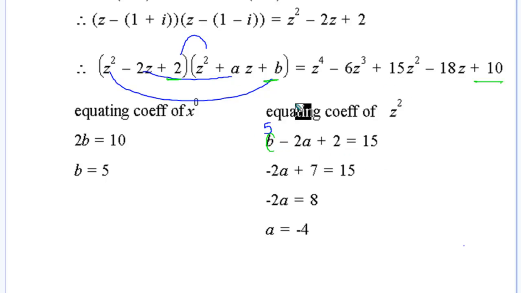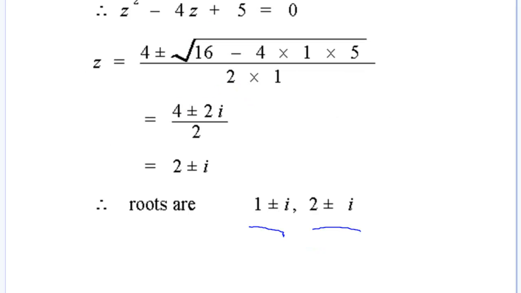You could have done that with z cubed, or you could have done it with z. You could have done it with any of those terms that you wanted, except for the two end ones. And that allows us to work out a and find minus 2a plus 7 is equal to 15, and then a is equal to minus 4. So we're able to work it down and get that other quadratic there. And then being the roots for that one, we're able to find the roots of that quadratic for us. So we had 1 plus i, 1 minus i, and from this quadratic we get 2 plus i, 2 minus i as the other roots.